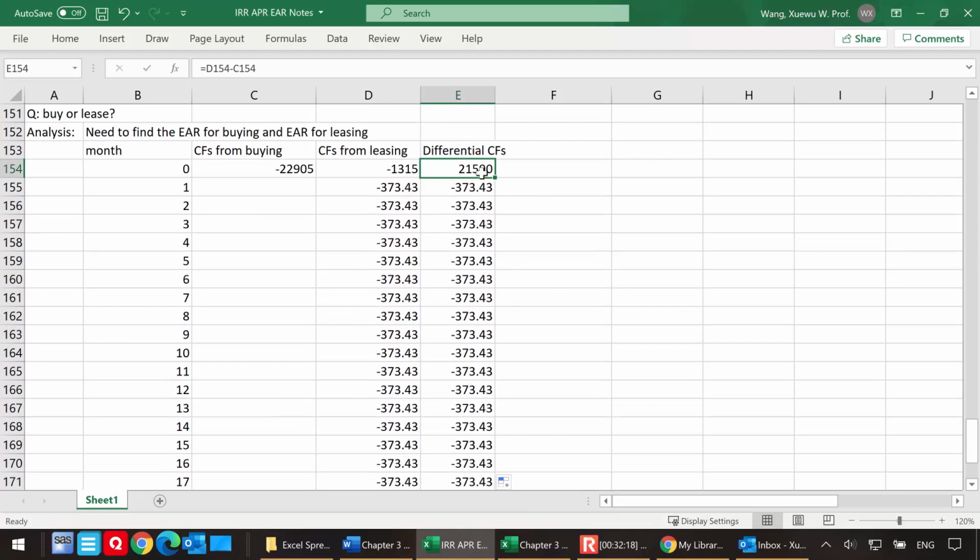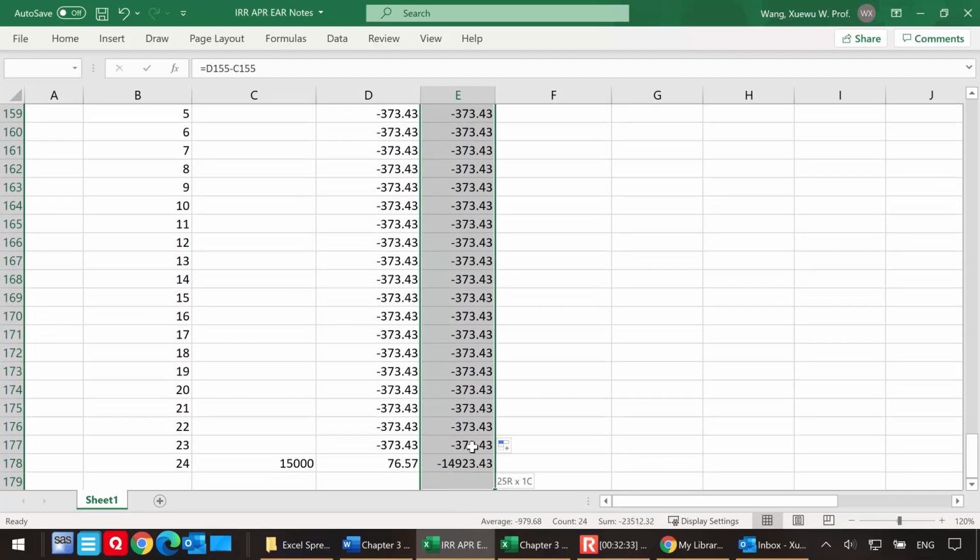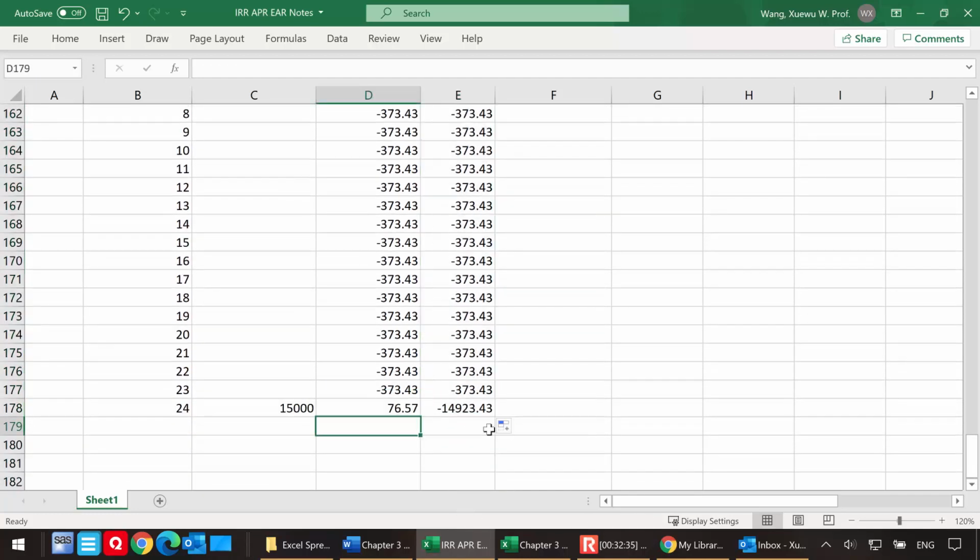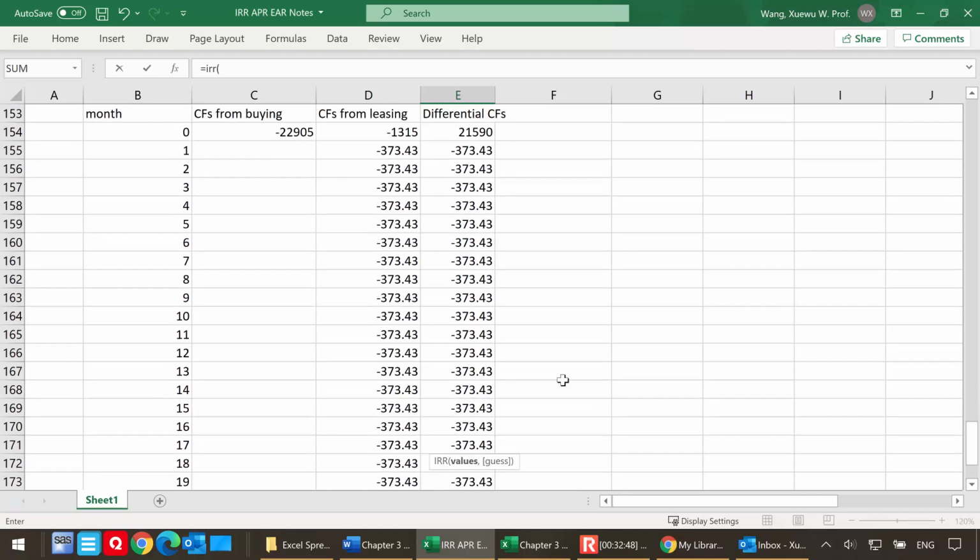If you're willing to lease, that is like you're willing to take out a loan of $21,590, and in return, you're going to pay off this loan in the following 2 years by making these payments, each of the following 24 months. So I'm going to look at the IRR of the differential cash flows. I want to get a sense of how expensive this loan is. So I can actually do the IRR function here again.